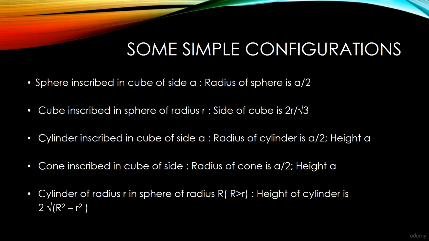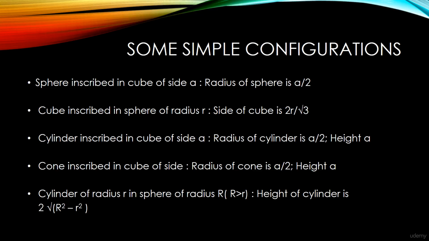Some simple configurations are: sphere inscribed in cube of side A, radius of sphere is A by 2. Cube inscribed in sphere of radius R, side of cube is 2R by root 3. Cylinder inscribed in cube of side A, radius of cylinder is A by 2, height A. Cone inscribed in cube of side A, radius of cone is A by 2.